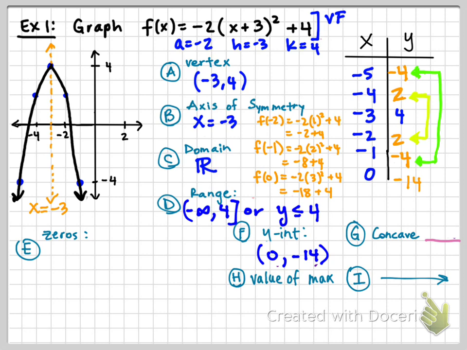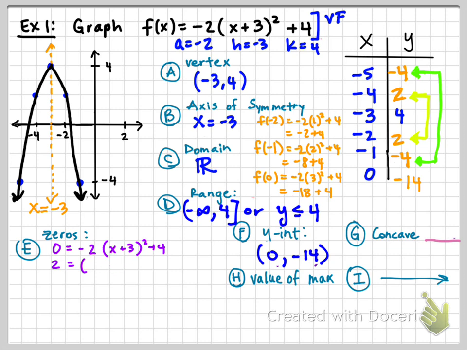Next, part E says find the zeros. So we're going to set the equation equal to 0 and then solve for x. So we have 0 is equal to -2 times (x plus 3) squared plus 4. So first step, we're going to move the 4 over and then divide by -2. So when we subtract 4 and then divide by -2, we're going to be left with 2 is equal to (x plus 3) squared.